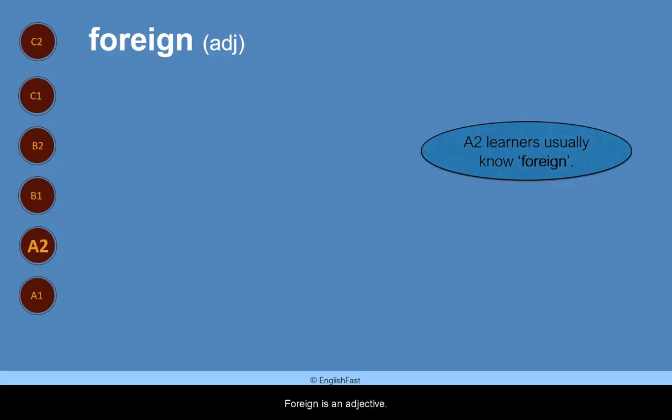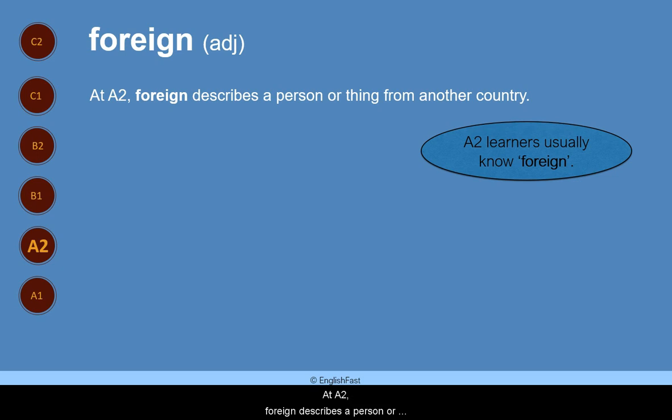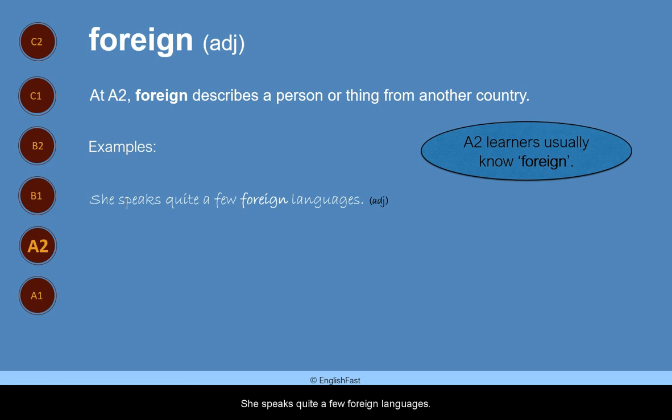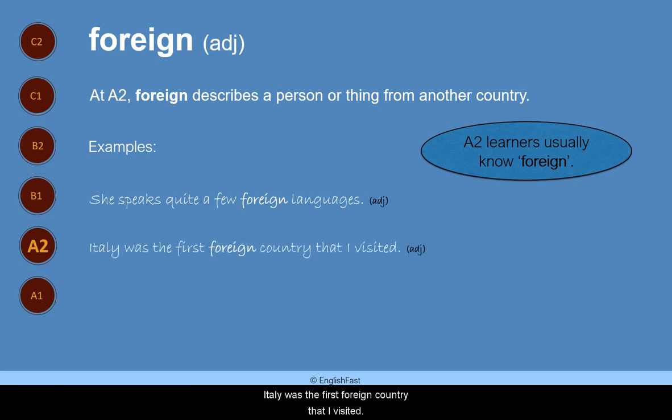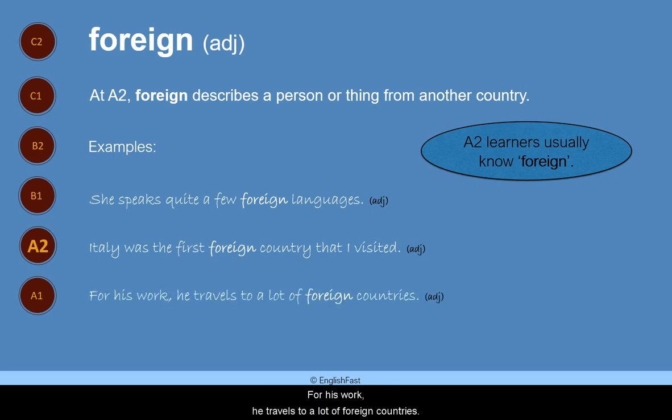Foreign. Foreign is an adjective. A2 learners usually know foreign. At A2, foreign describes a person or thing from another country. Here are some examples. She speaks quite a few foreign languages. Italy was the first foreign country that I visited. For his work, he travels to a lot of foreign countries.